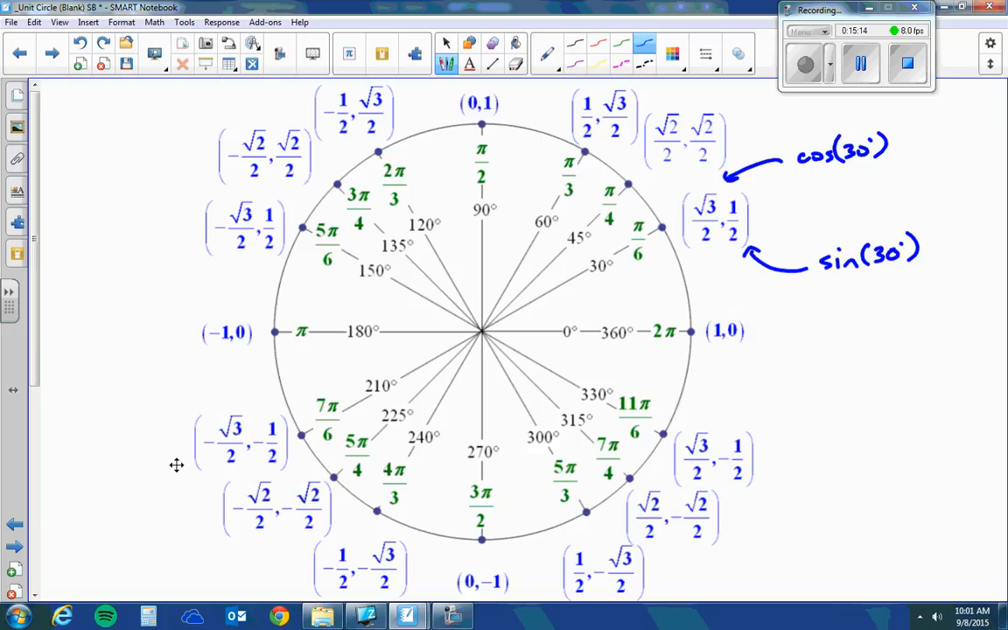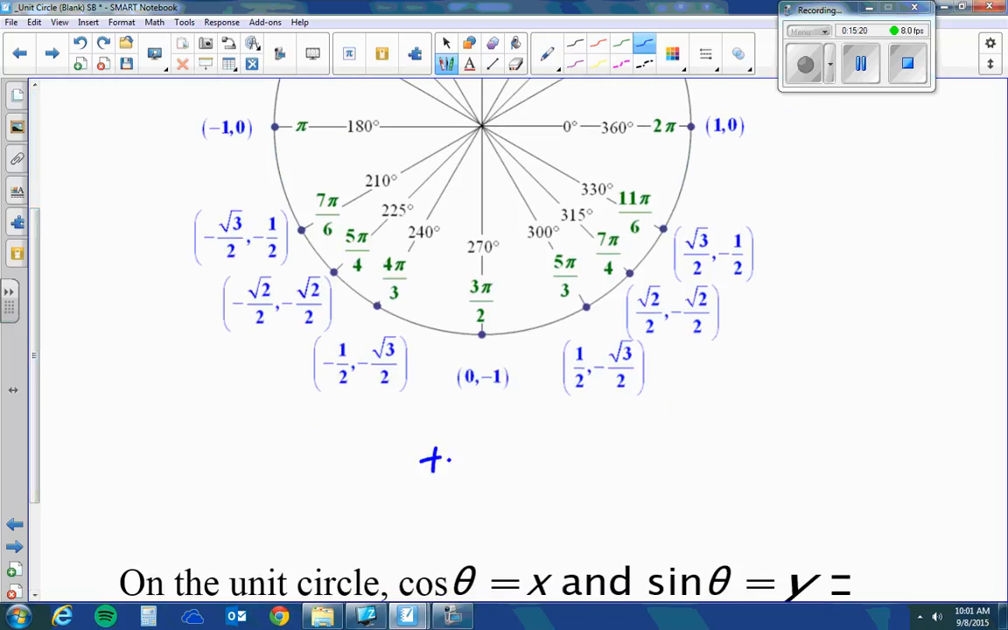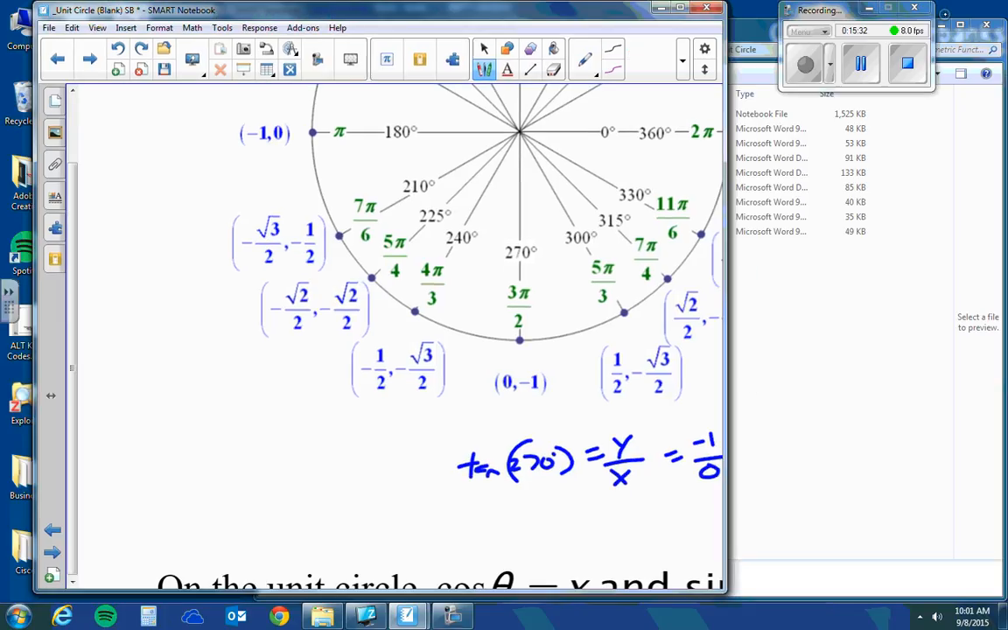Tangent? What's the definition of tangent? So you do y over x, which is negative 1 over 0, which is undefined. You can't do that. And actually, we're about to do that here.